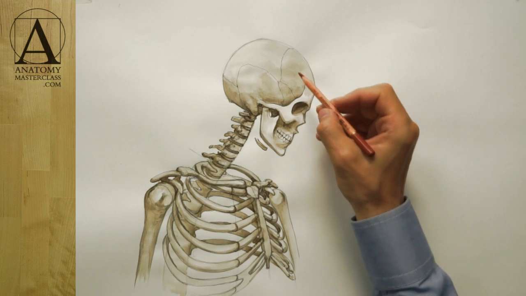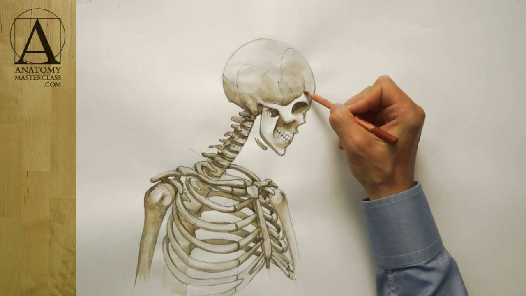In this video lesson, you will find out the main muscles of the human head, neck, and shoulders. We begin with the muscles of the human head.